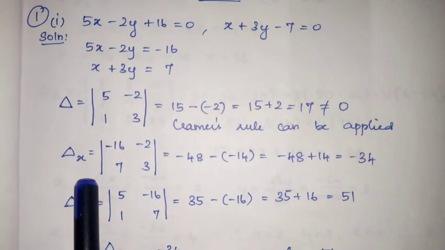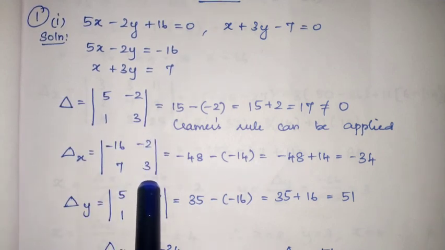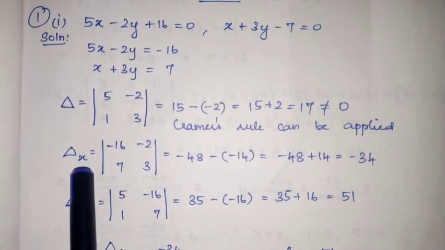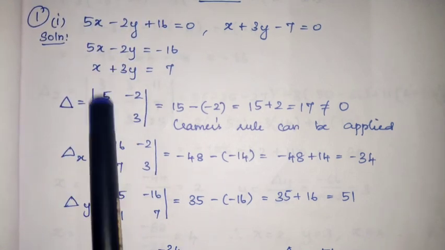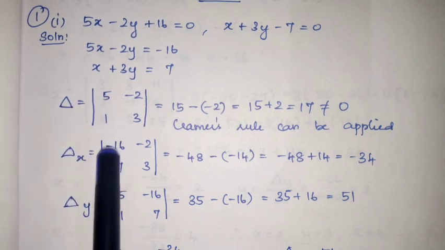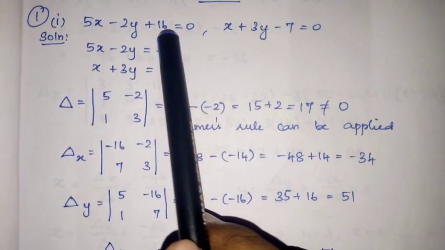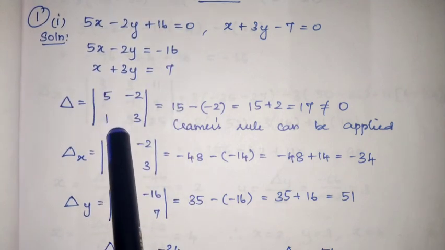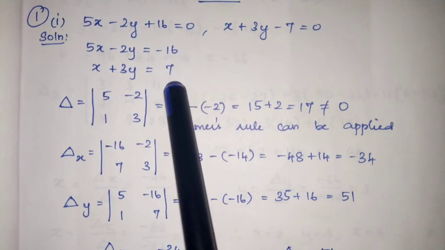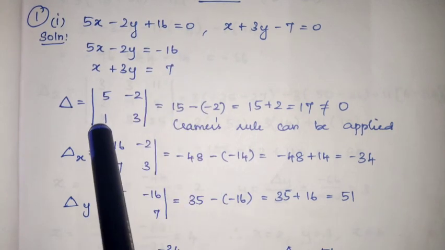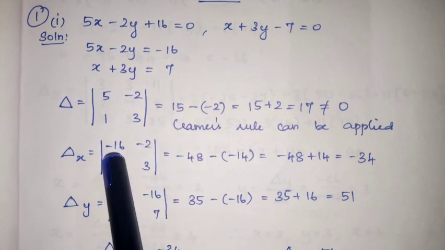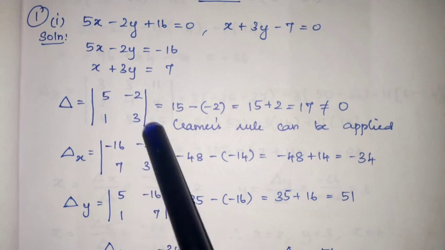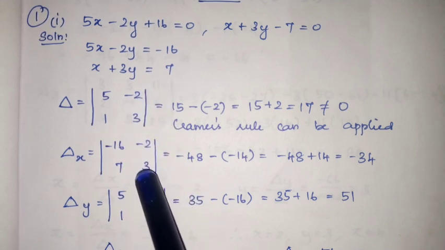Now del x is equal to, the same way, the determinant, but the very important thing is this is the coefficient of x. So x we are going to find. Remove the coefficient of x and replace it by the constants. Can you understand? So 5 and 1 are removed, and in the place of 5 and 1 you substitute minus 16 and minus 7. The coefficients of y remain the same: minus 2 and minus 3, write as it is.